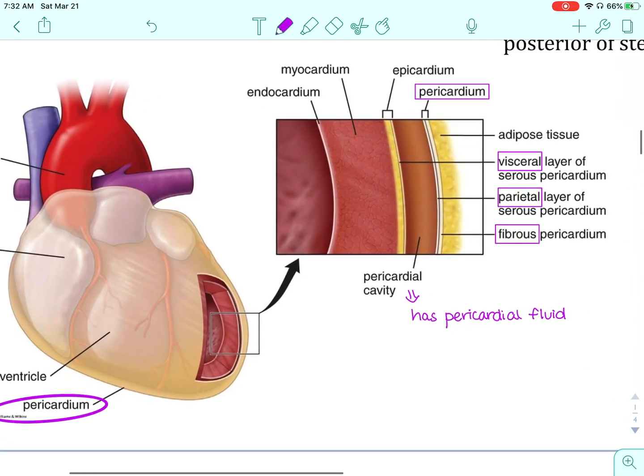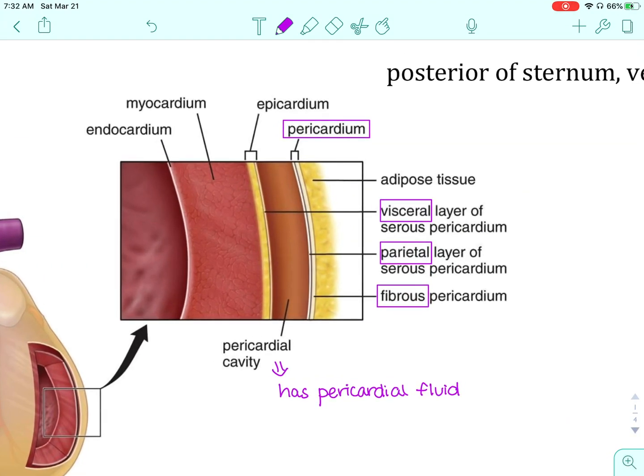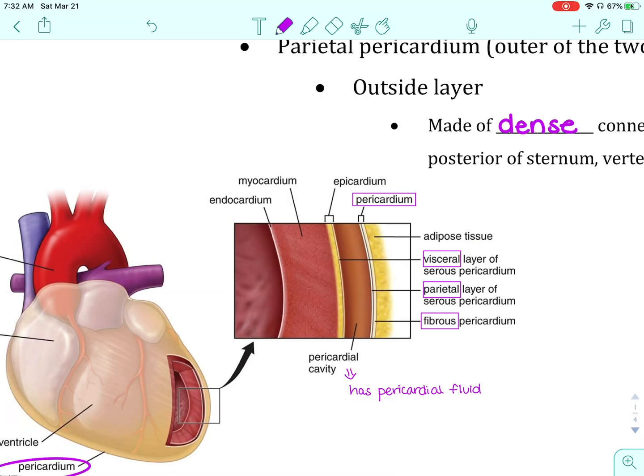And if we were going to zoom in, we have the fibrous pericardium, which is more external. Then we have the parietal layer of the serous pericardium and the visceral layer of the serous pericardium. And then there's the cavity in between that has that fluid. It has pericardial fluid. And then you have the wall of the heart, which is 3 separate layers.